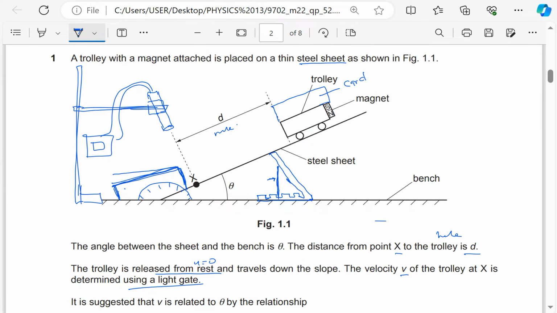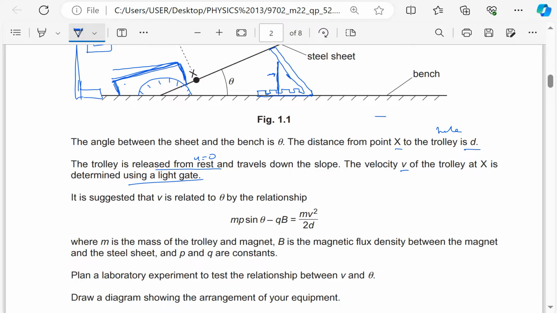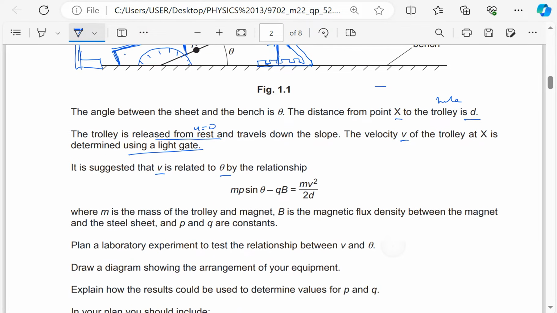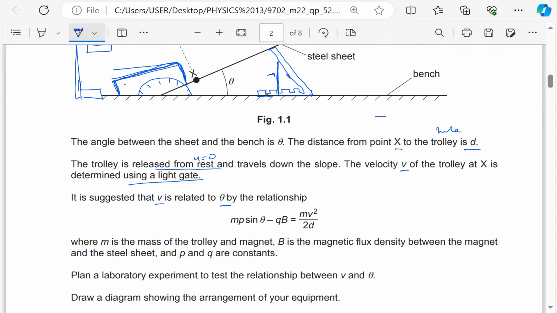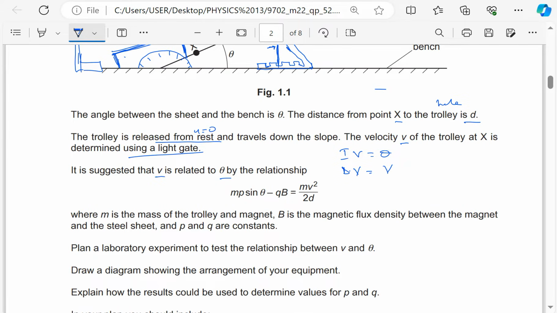So I just need now to go to the next part. It is suggested that V is related to theta by the relationship given. So V and theta are the ones being investigated. All I need is to notice which one is going to be dependent and which one is going to be independent. Remember, the dependent variable changes when the independent variable is changed, and the independent variable is changed by the experimenter. So it is easier for me to change theta as the experimenter. So my independent variable is going to be theta. And when I change theta, V changes. So the dependent variable is going to be V, which is the speed at X.